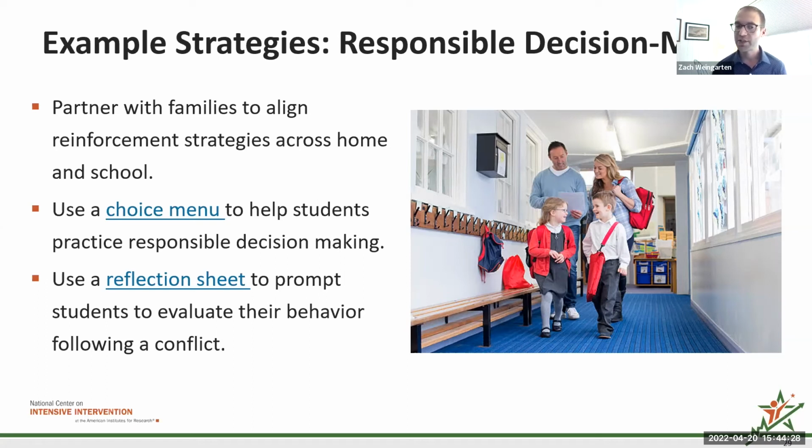Students can use a reflection sheet to evaluate their behavior following a conflict or a behavioral incident. We want to give students opportunities, again, to reflect on their behavior, but also to make sure that we're giving them opportunities to self-evaluate as well as practice those decision-making opportunities. So those are some examples of responsible decision-making. In the brief, there are some additional examples, and they're offered at the various tiers. So strategies at tier 1 as well as strategies at tiers 2 and tier 3.